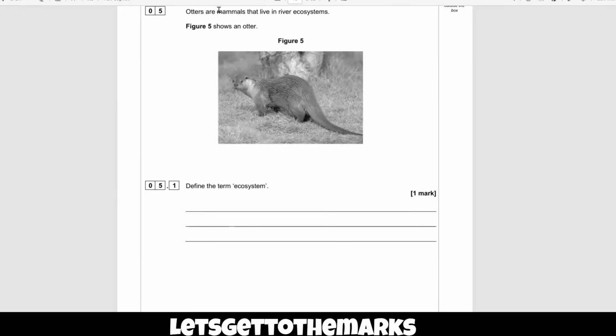Right, question five. Otters are mammals that live in river ecosystems. Figure five shows an otter. Define the term ecosystem. So an ecosystem is both the abiotic and biotic factors in a habitat or an area. So an area, all of the abiotic and biotic factors in an area or habitat.